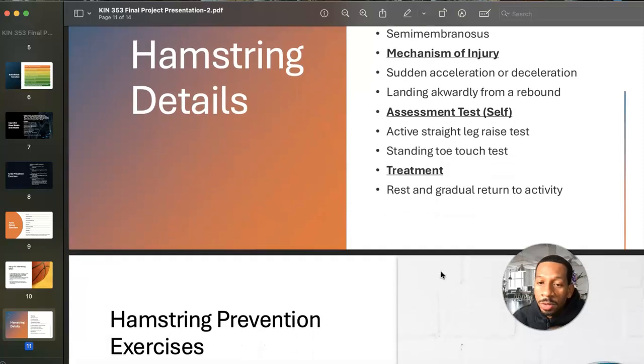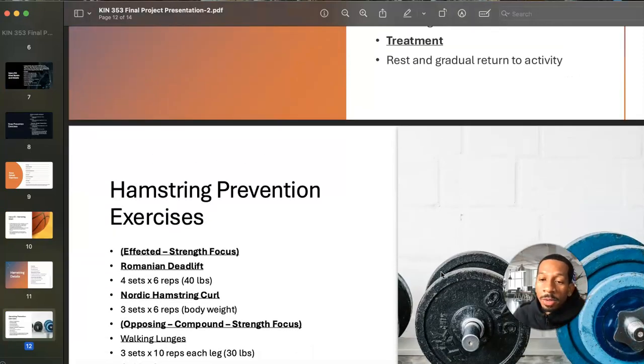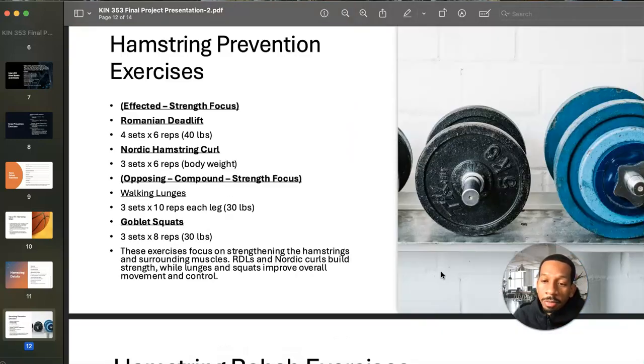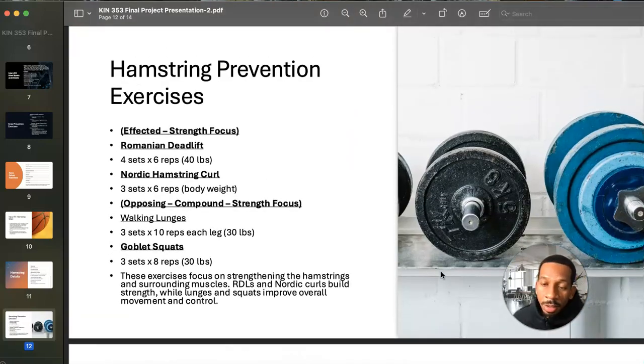And the treatment for a hamstring will be rest and gradual return to activity. Being that hamstrings are so tricky and they can get re-injured very easily, rest is a very big thing for athletes during the recovery period.